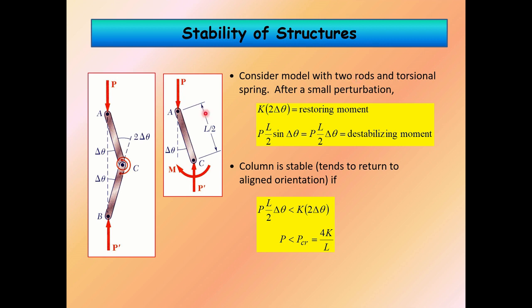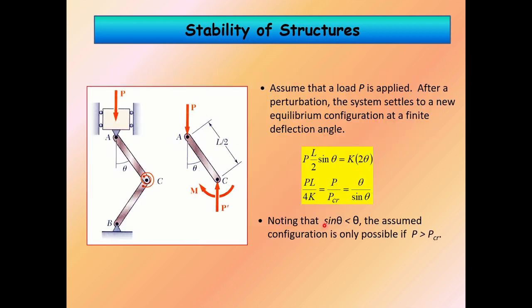Consider a model with two rods and a torsion spring. With a small perturbation, the moment becomes P times L over 2 sin delta theta, which is approximately P times L over 2 delta theta, against the stabilizing moment. The column is stable if P times L over 2 delta theta is below K times 2 delta theta, so the P critical becomes 4K over L.